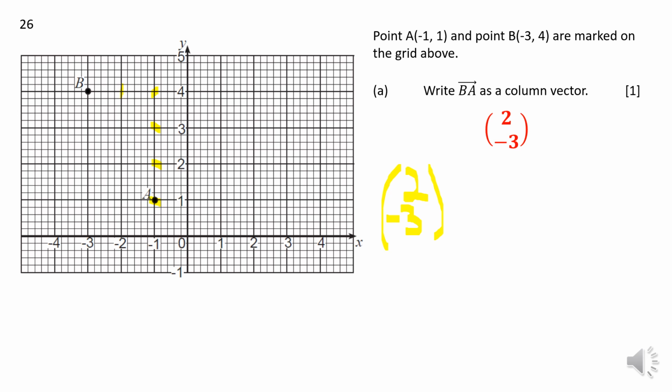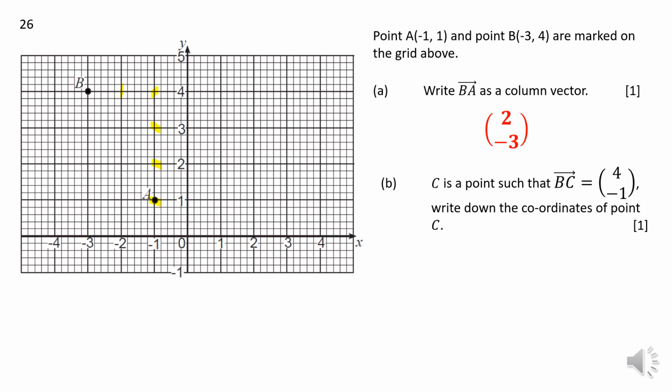The next question here is asking us about point C, which is somewhere in the grid. And point C is such that BC is 4, negative 1. So from B to C.